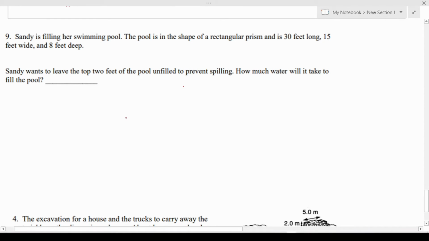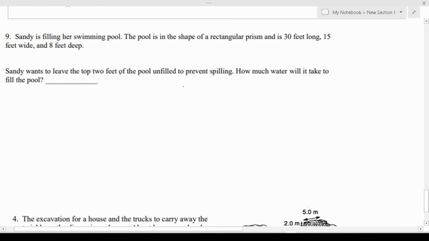All right, now that we've done some very basic practice problems, let's take a look at a few word problems which may mirror what you'll see on the ASVAB. This one says Sandy is filling her swimming pool. The pool is in the shape of a rectangular prism and is 30 feet long, 15 feet wide, and 8 feet deep. Sandy wants to leave the top 2 feet of the pool unfilled to prevent spilling. How much water will it take to fill the pool?